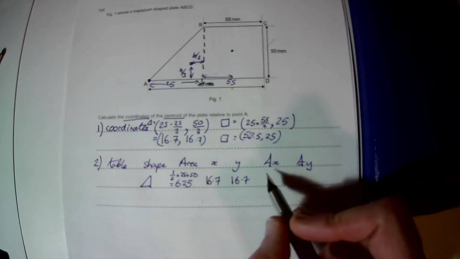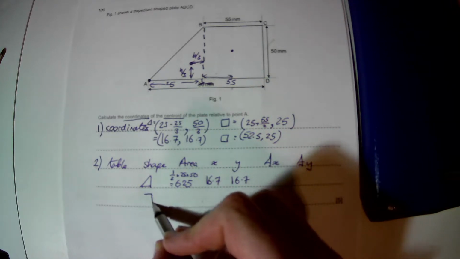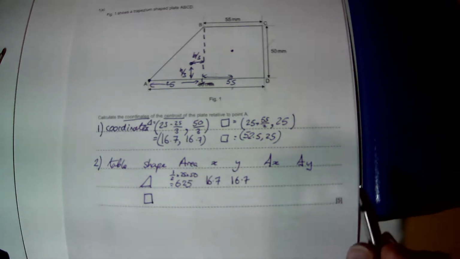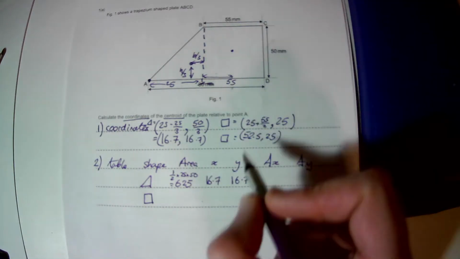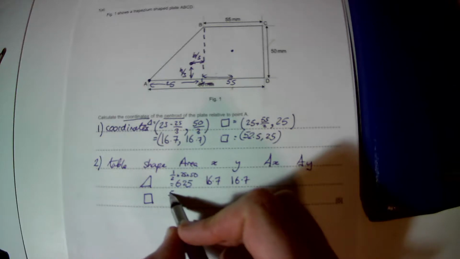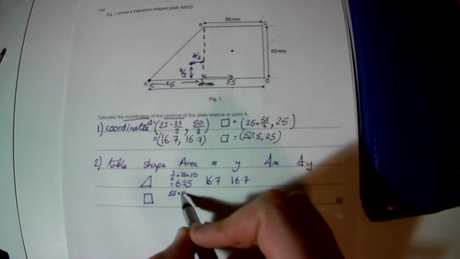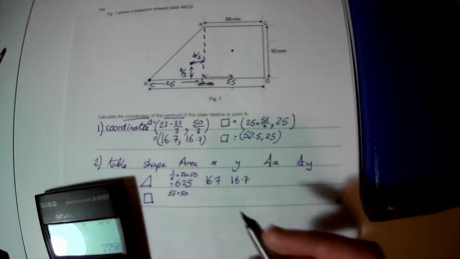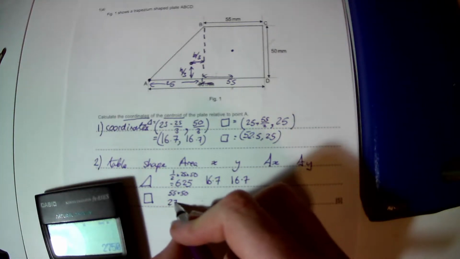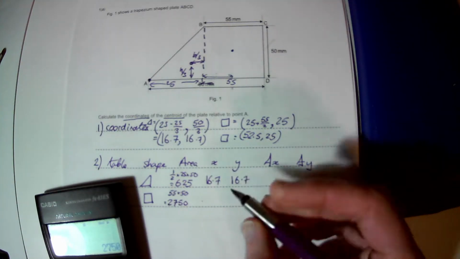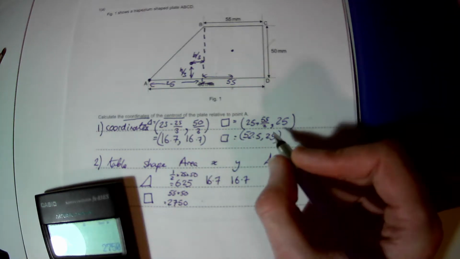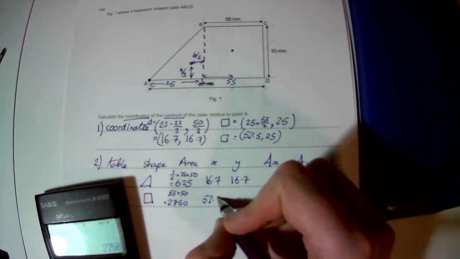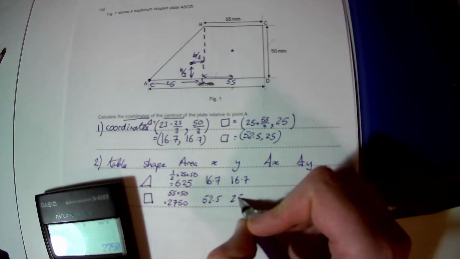Then we are going to do the same for our rectangle. So we know the area of our rectangle is going to be 55 times 50, which is 2750. We know what the x coordinate is because we calculated that as 52.5 and 25.